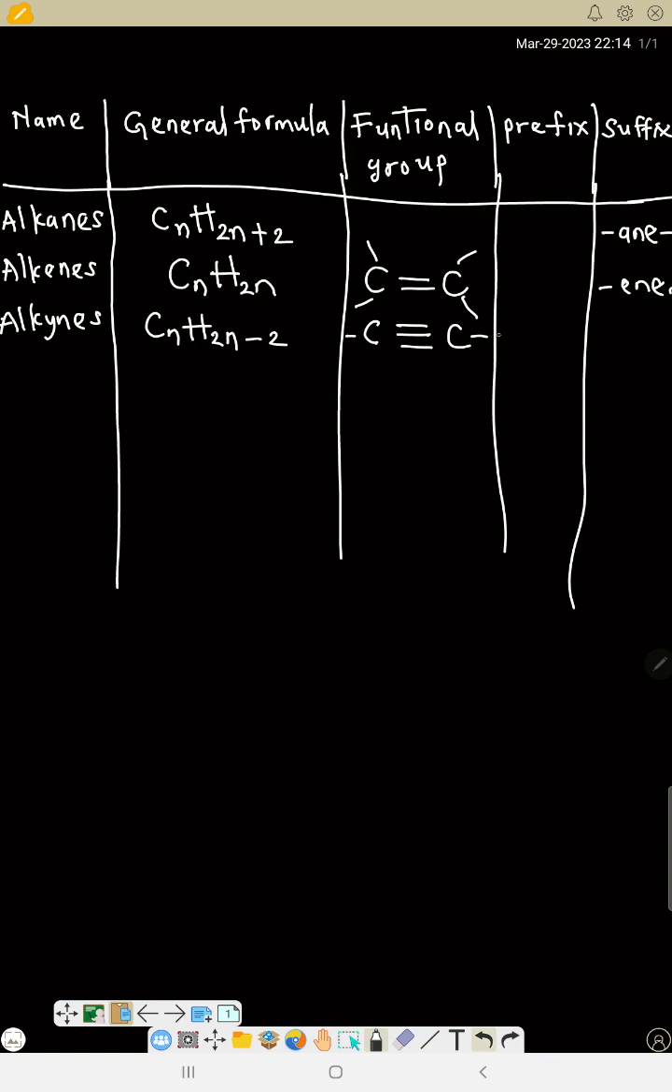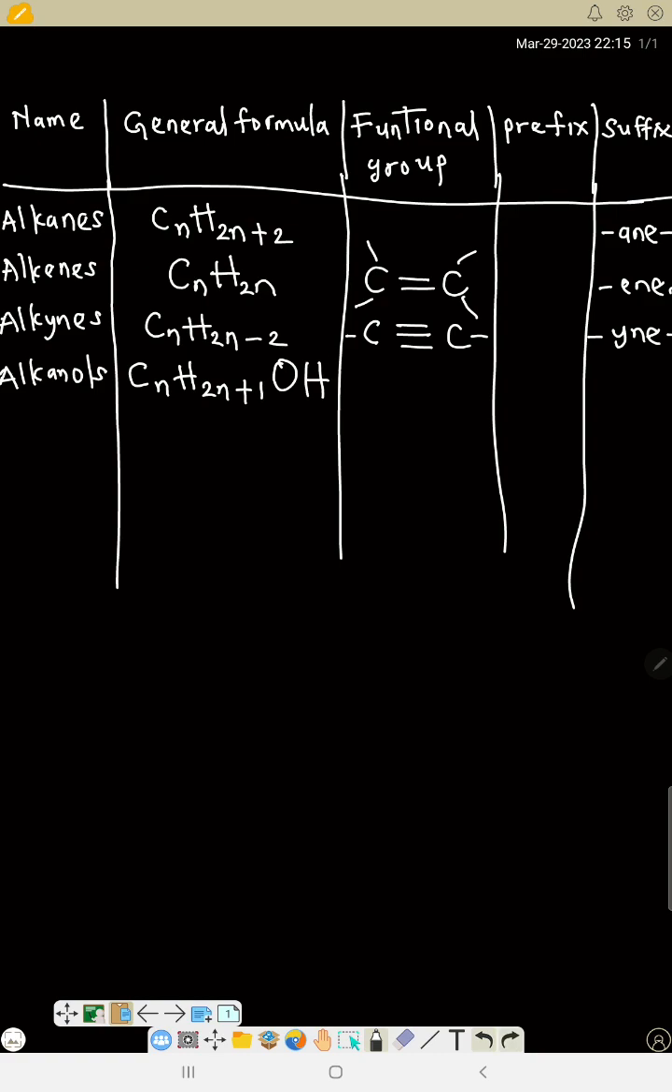So alkenes, alkynes, and alkane. The suffix for alkynes is YNE. So we have again alkanol. For alkanols, this is the general formula. All these general formulas we'll be using. That is CnH2n plus 1 OH. So that is an alkanol.